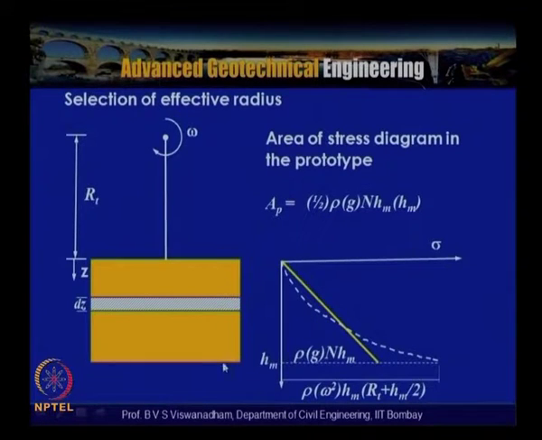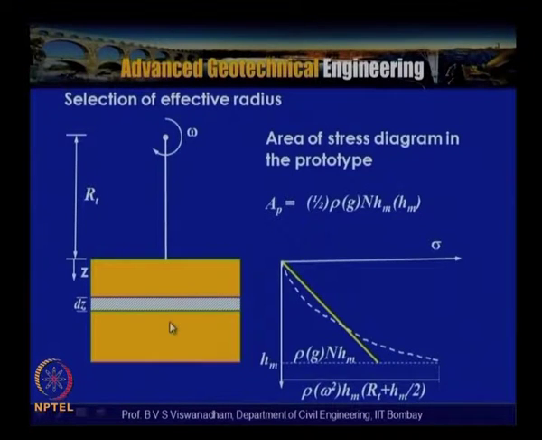If you look into this, this is the stress ordinate, and this is the depth in this direction. Here this is the prototype stress distribution, and this is the radial vertical stress distribution in the radial acceleration field in the centrifuge model. You can see that in this portion there is an under stress, and in this portion there is an over stress.